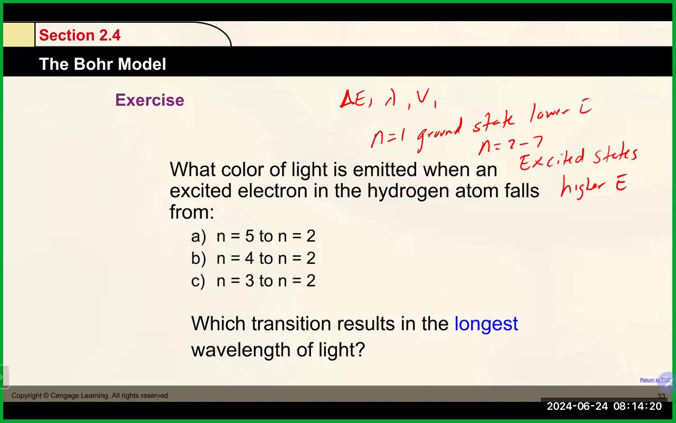lower in energy. So as we do these transitions of n equals 5 to 2 and 4 to 2 and 3 to 2, we're going to try to figure out what is going on here. So we'll start with the first one, n equals 5 to n equals 2. That's really the only piece of information given to us, so we are going to start with the transition and the different energy levels and do our calculation there.